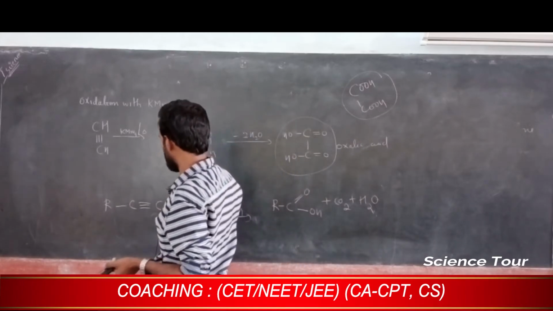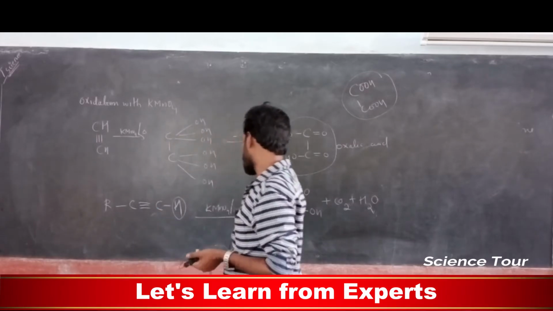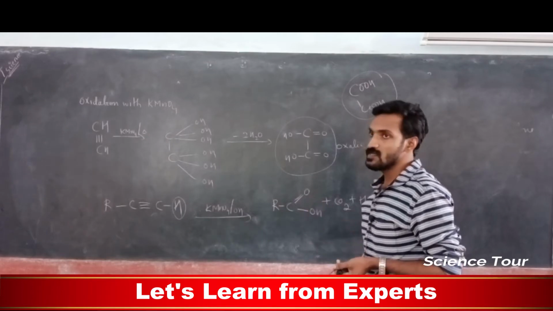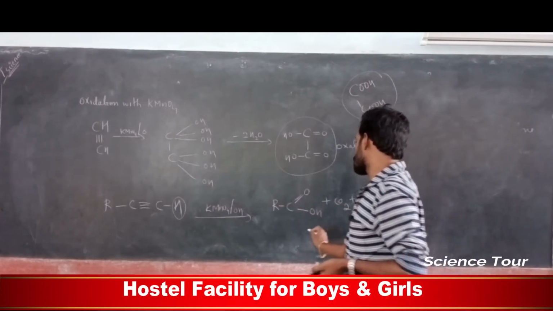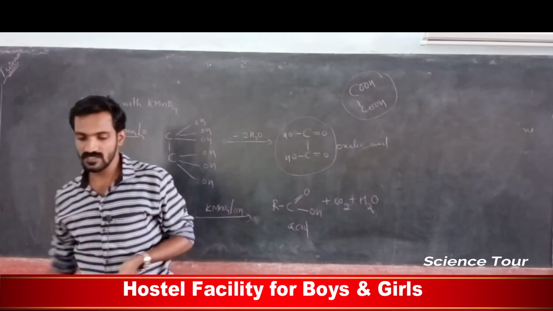if it contains terminal hydrogen, then that particular compound reacts with the KMnO4. The oxidation procedure takes place. It gives, my dear students, a carboxylic acid and carbon dioxide, and water. Note down, my dear students, please note down.